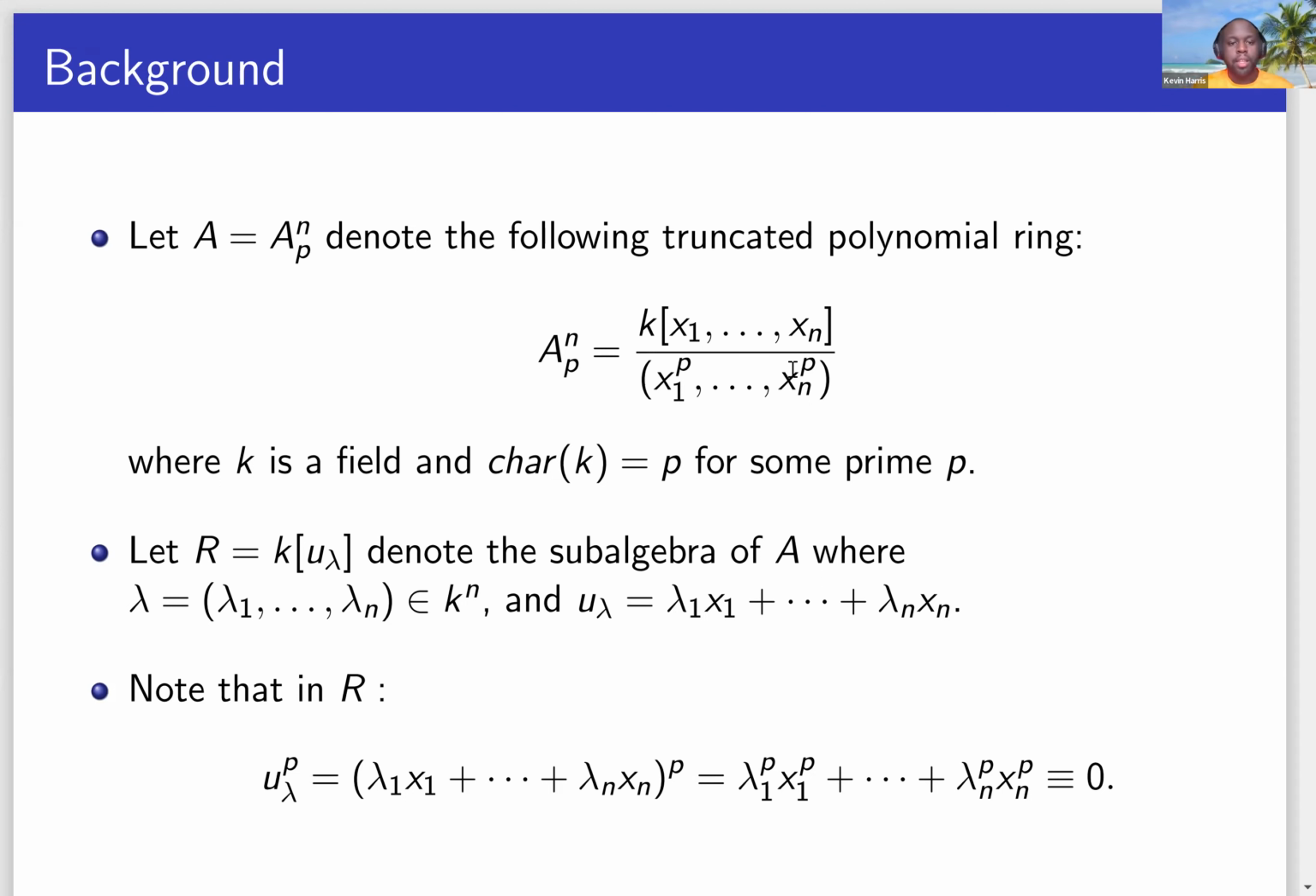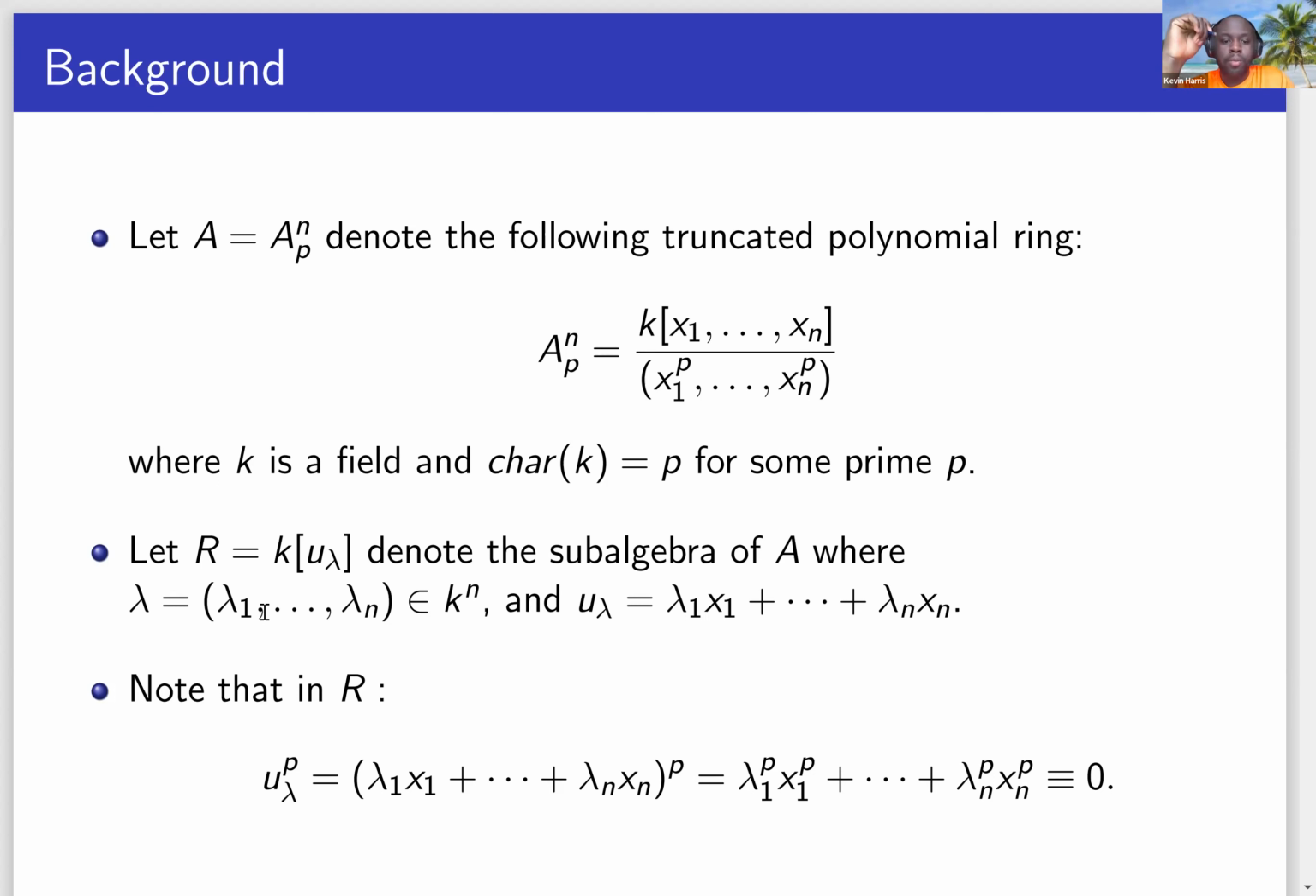Then we're going to let R equal K[u_λ]. That's going to denote the principal subalgebra of A, where λ is going to be equal to the n-tuple (λ1, ..., λn) in K^n, and u_λ is just a K-linear combination of those variables x1 up to xn.